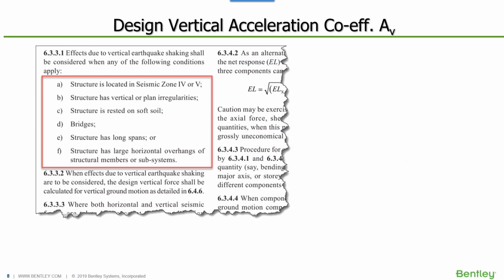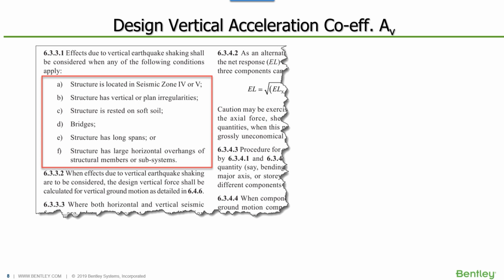Now for the design vertical acceleration coefficient, which is Av, this particular code has some special recommendations, and you can see the highlighted portion talks about this particular stuff, and this has to be decided by the users whether you need to consider the vertical acceleration coefficient in your analysis. That means you need to perform analysis for earthquake load in the y direction. So the conditions are, as you can see, if the structure is located in zone 4 and zone 5, if you have any type of irregularities, if the structure is on soft soil, and this is mandatory for bridges, and if your structure has a long span.